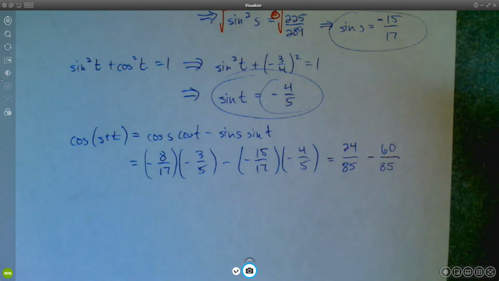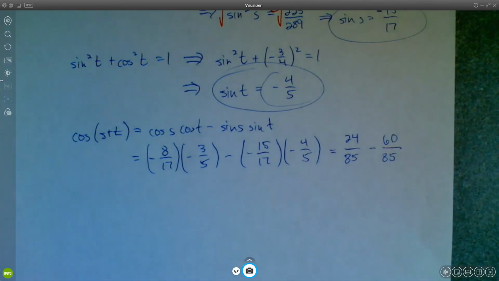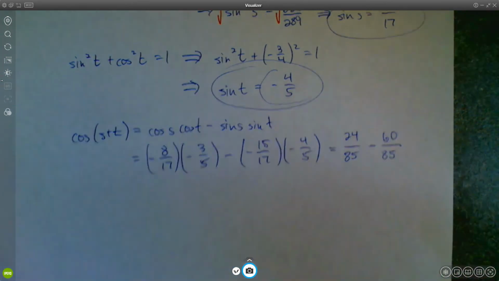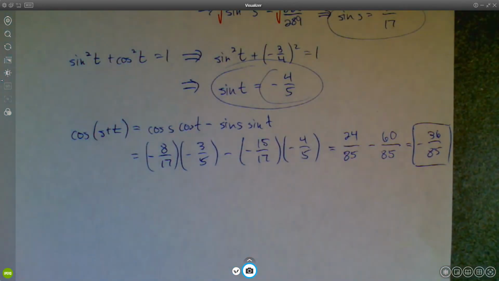See, this is when I miss live classes, because you can call me on my arithmetic mistakes if I make them when we're live, but if I'm just recording this video, I sometimes don't realize when I've made a mistake. 24 minus 60, negative 36. So negative 36 over 85. And there you go, right? So there's cosine of s plus t.